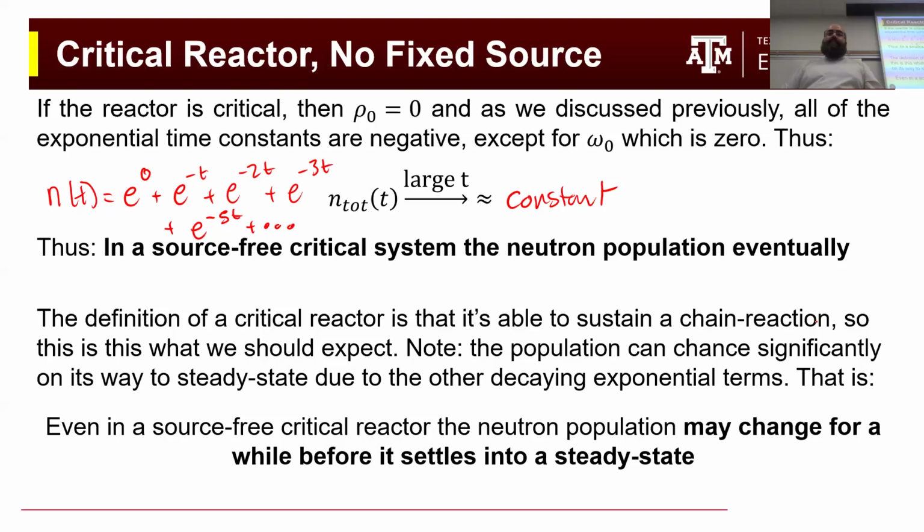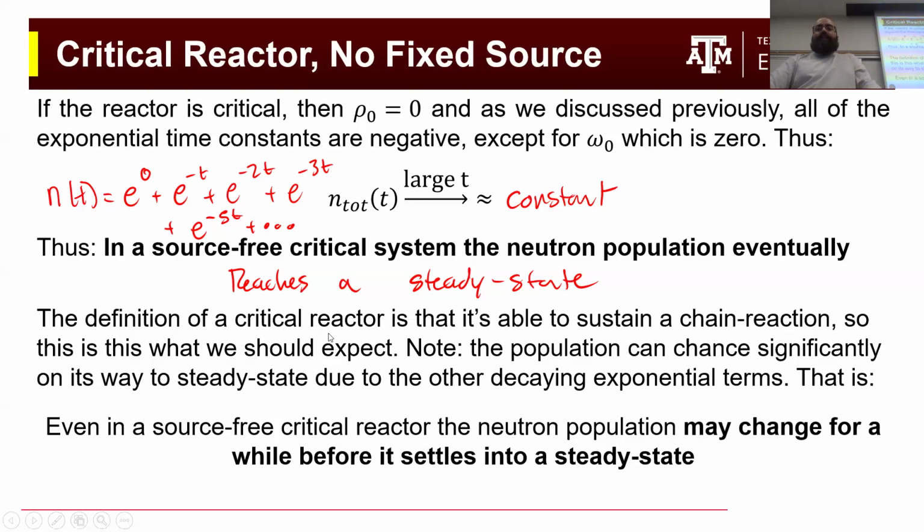And therefore, what we're saying is that if there's no source and we're critical, then the system is eventually going to reach a steady state. And that's how we define a critical reactor. It's a reactor that's able to sustain a neutron population where the gains and the losses are balanced. So this hopefully makes sense.